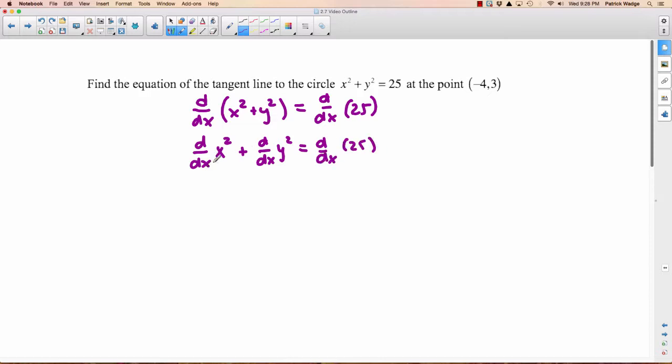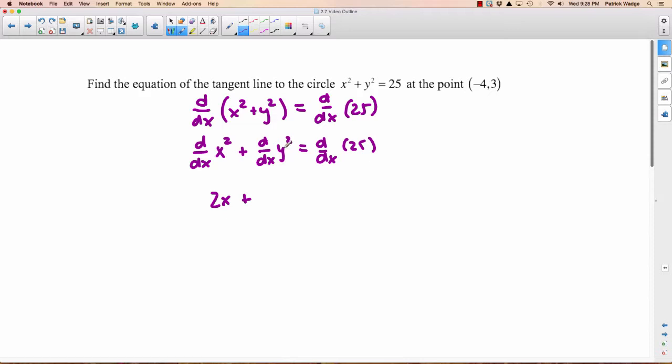So let's start by taking the derivative of x squared. Remember, we're taking it in terms of x, so this is no problem. The derivative of x squared, if we just use the power rule, is 2x. Now, this is a little more difficult because this is the implicit differentiation right here. We're trying to take the derivative of y squared, but we're doing it in terms of x, and there's no x's here. So this is why it's kind of like the chain rule.